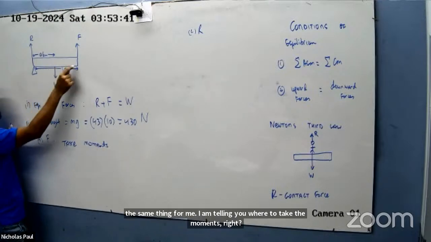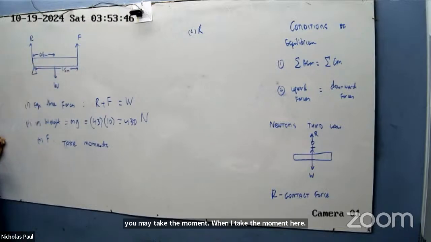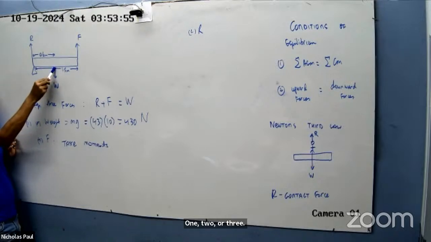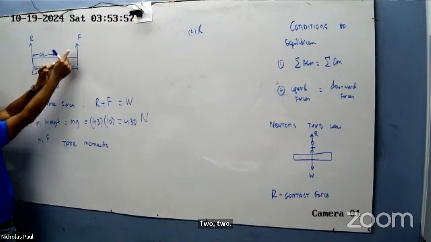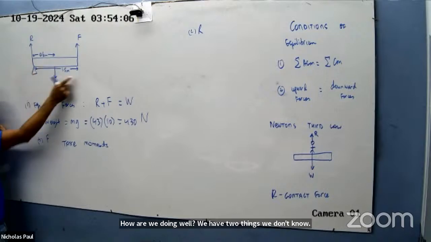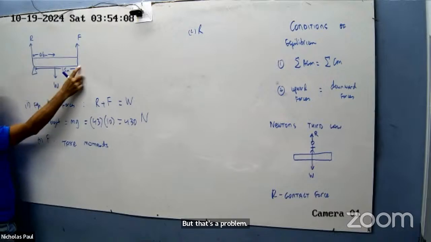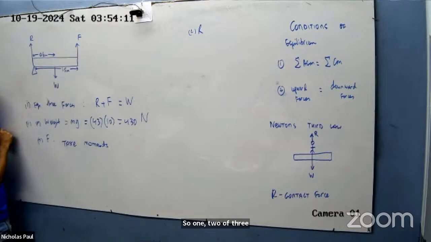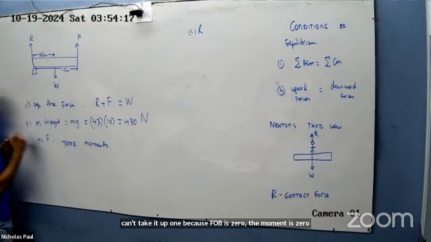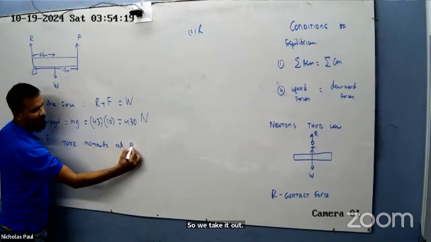Would I take the moments here, point 1, 2, or 3? Where do you think is the best place to take moments? 2? But if we take 2, we don't know F and we don't know R, so we have two things we don't know. That's a problem. We can't take it at 1 because F will be 0, the moment there is 0. So we take it at 3, so take the moment at R.